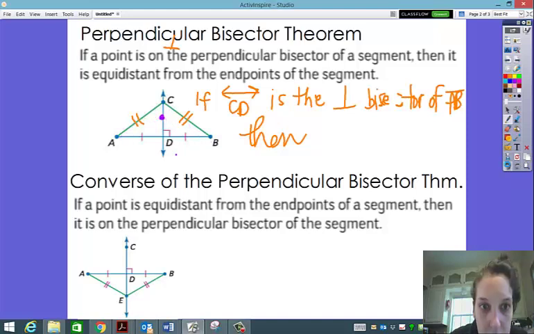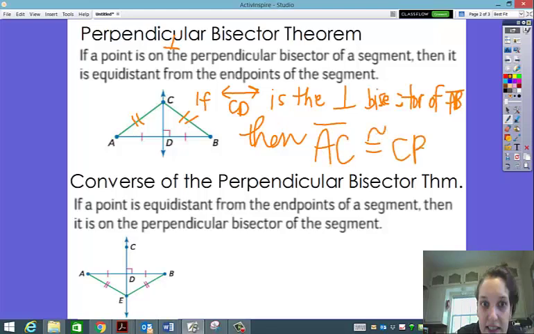So the converse is true as well. If we have a point that is equidistant to the endpoints of a segment, so E, the distance from E to endpoint A is the same, it's congruent as the distance from E to endpoint B. Those two segments are congruent, those distances are equal. Then that means that point E has to be on the perpendicular bisector of that segment. So if AE is congruent to EB, that means that this line, CE, is the perpendicular bisector. So it works both ways. Let's look at some examples.